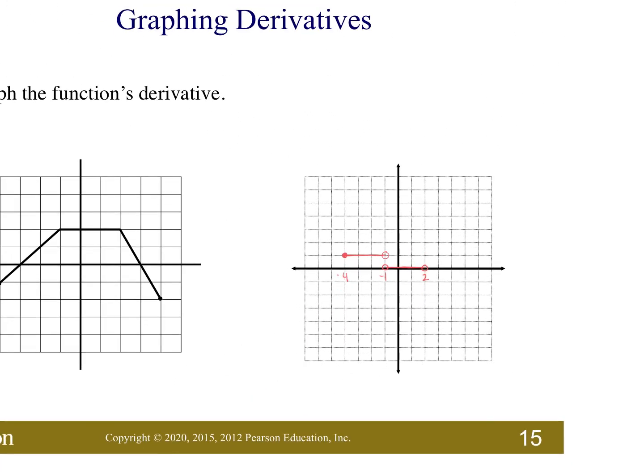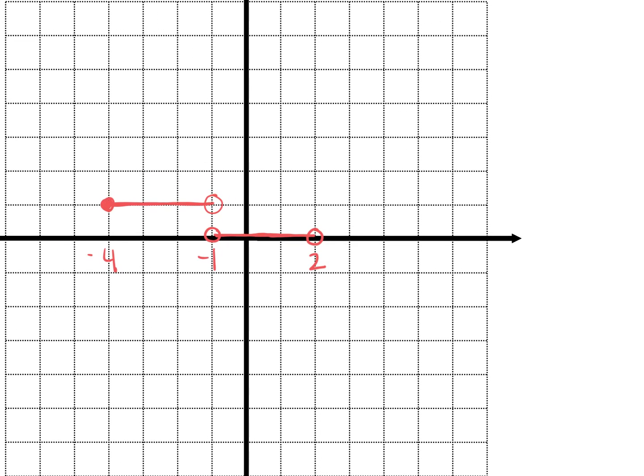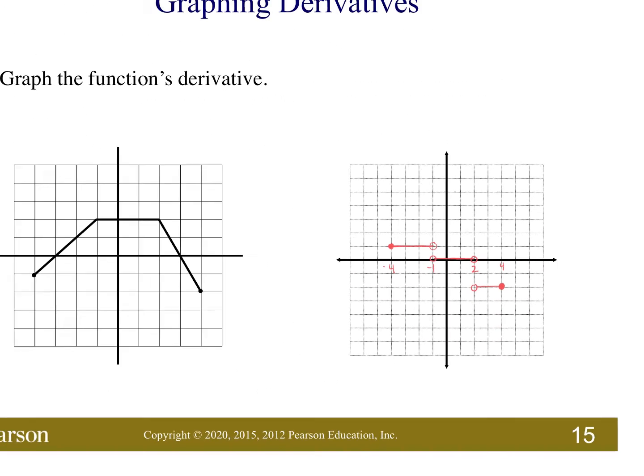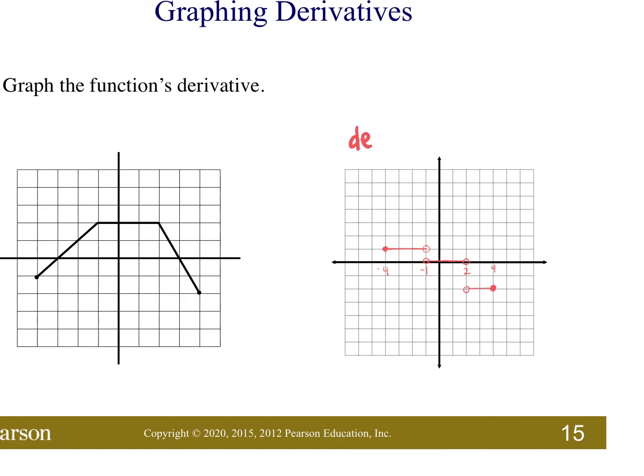And the final section of the graph only lasts from 2 to 4, but what kind of a slope does it have? -2. Okay, down 2 over 1 or -2. So then from 2 to 4, I'm drawing a value of -2 and I end with a closed circle. So this is called the graph of the derivative.